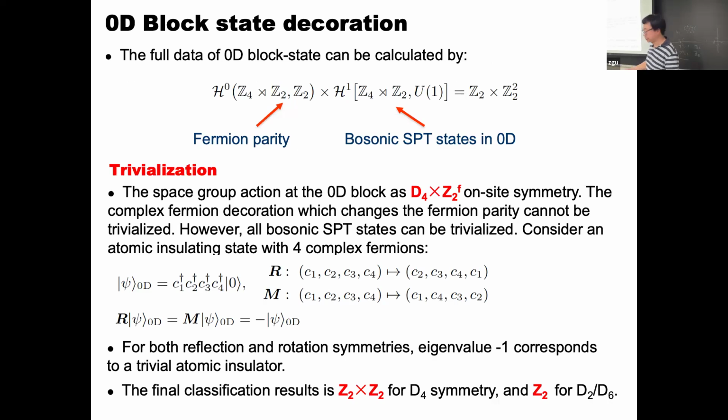Oh yeah, we have the result. D2 doesn't have Z2 classification. D6 also Z2. But basically for D2n, when n is even, you have Z2 squared. When n is odd, you just have a single Z2. So that's the result.